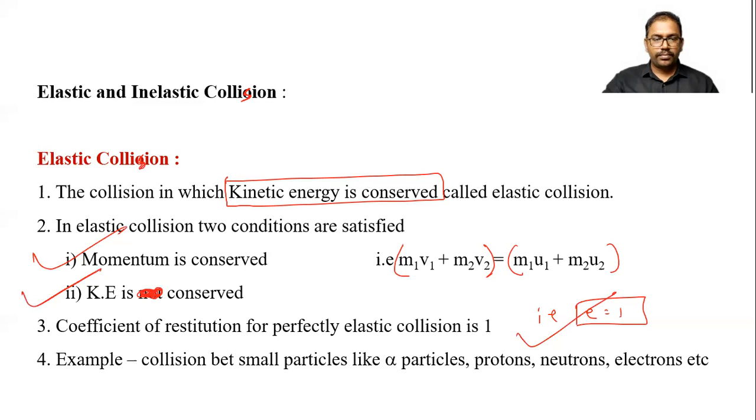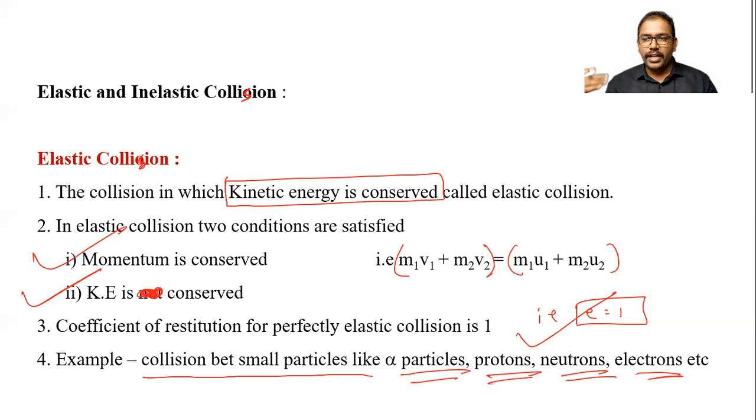Now after that, you remember one example. Collision between small particles like alpha particle, proton, neutron, electrons is an elastic collision, as well as collision between any two air molecules is also elastic collision.